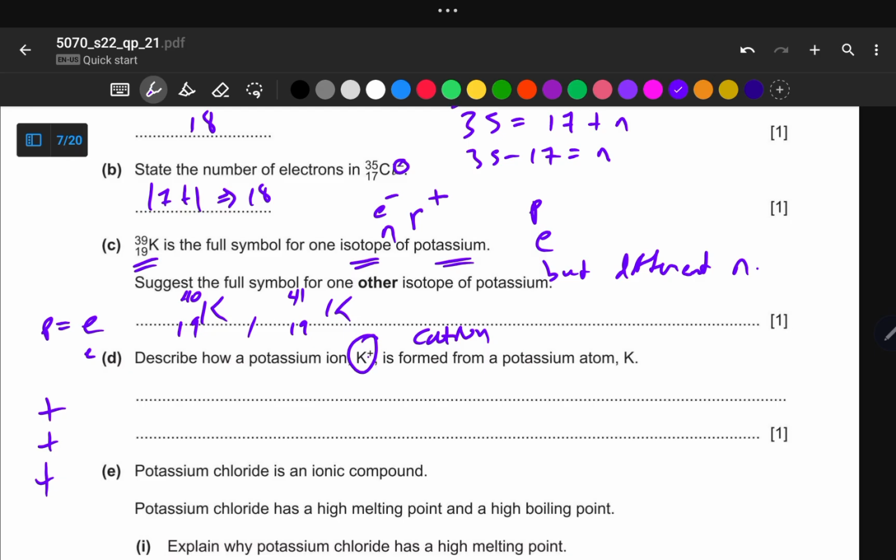So in the formation, potassium is going to lose electrons. How many electrons are we going to lose? The coefficient of this charge tells us the number of electrons we are going to lose. So potassium is going to lose one electron.